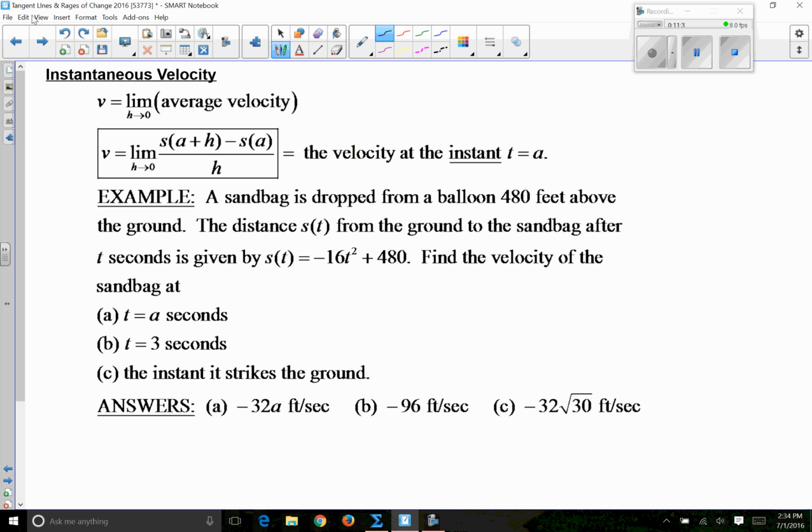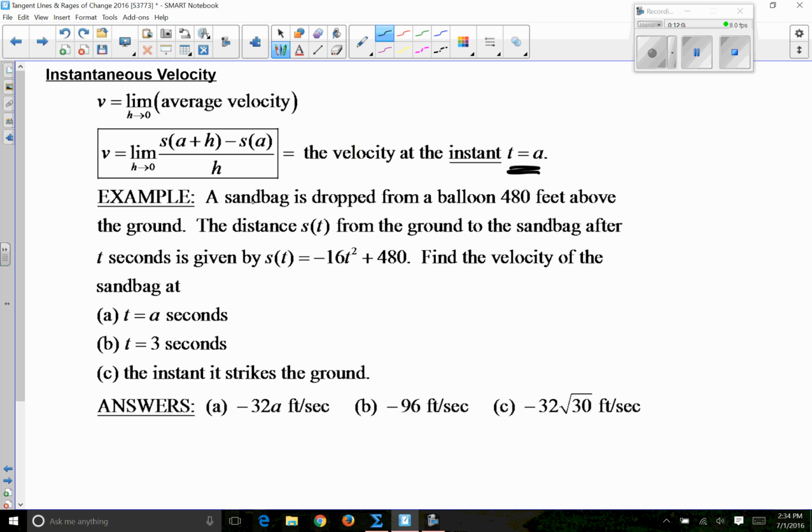The instantaneous velocity is the limit of the average velocity as h approaches 0. We make the h, which is the change in time, get closer and closer and closer to 0. The instantaneous velocity is the same as the average velocity, but with this in front, limit h approaches 0. That'll be the velocity at the instant, at the exact time that t is equal to a.